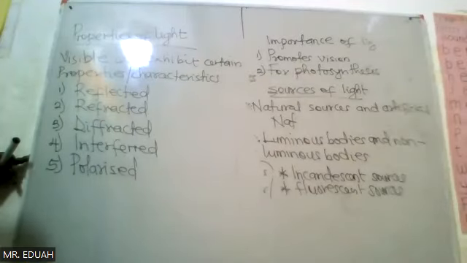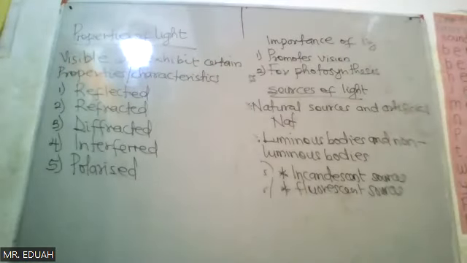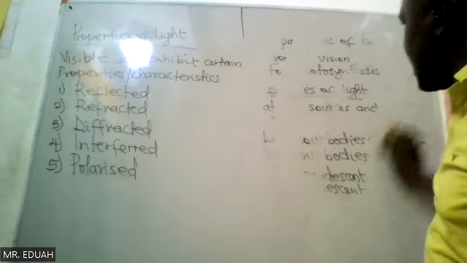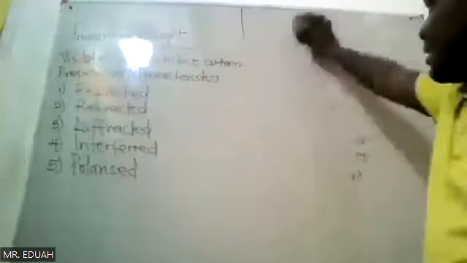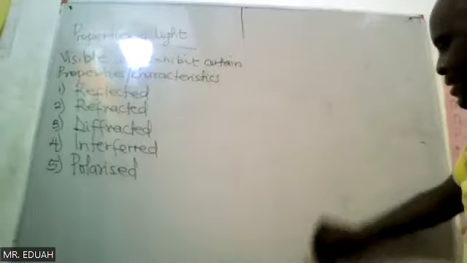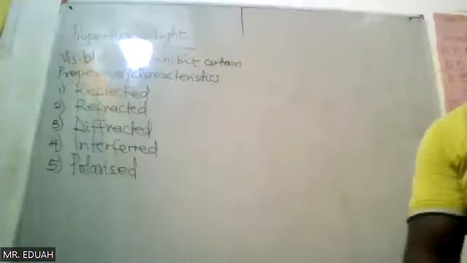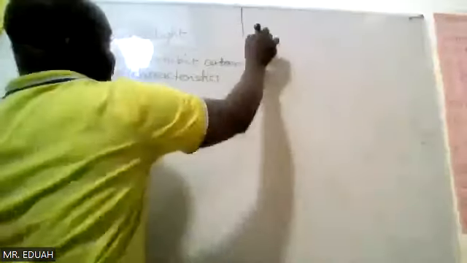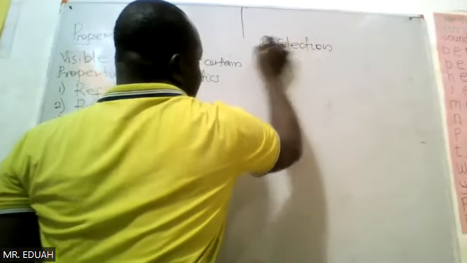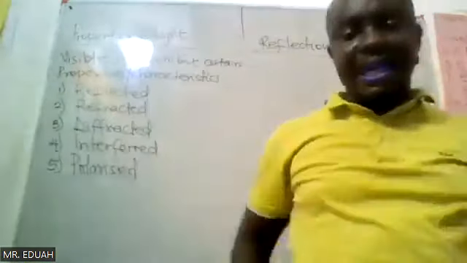Yes, please. All right. So, under the study of optics, we have to go through each one of the characteristics one after the other. So, reflection of light. Beginning with reflection of light. What is reflection? What are the factors that affect reflection of light?